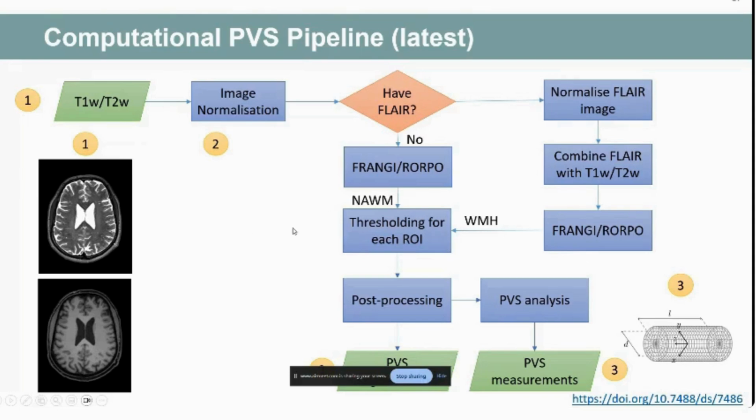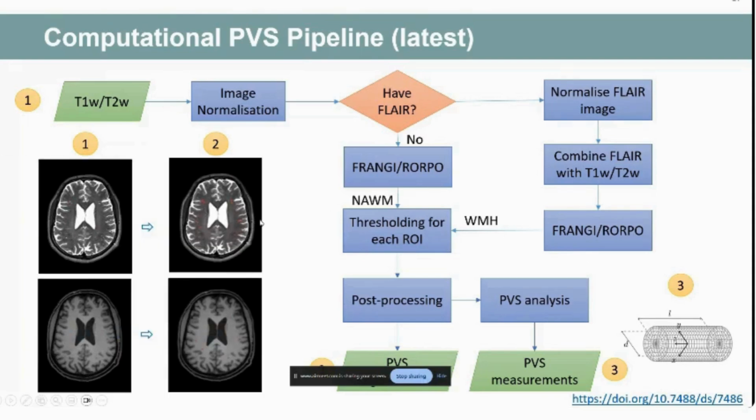And with that threshold, we will produce a segmentation that will further be post-processed, evaluating the size and morphology of the PVS, and also intensity based, because when we are doing the threshold, we are losing some information in the intensity. And from there, we have our PVS segmentation mask. From there, we use our model to measure the diameter and the length. In some cases, we can even look at tortuosity and diameter to length ratio.